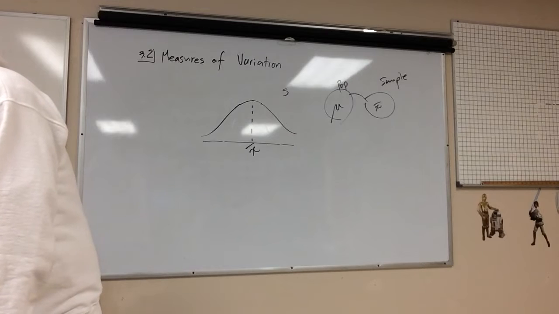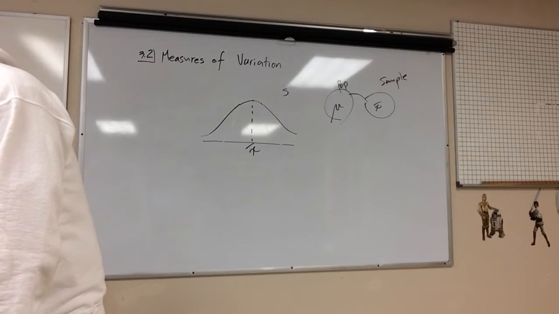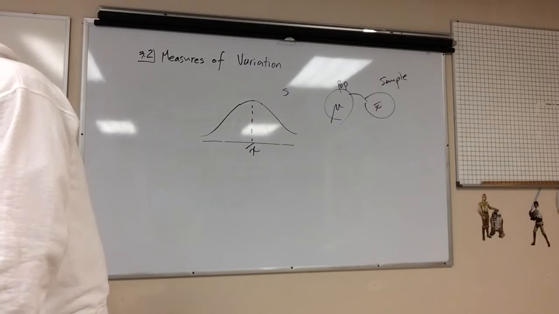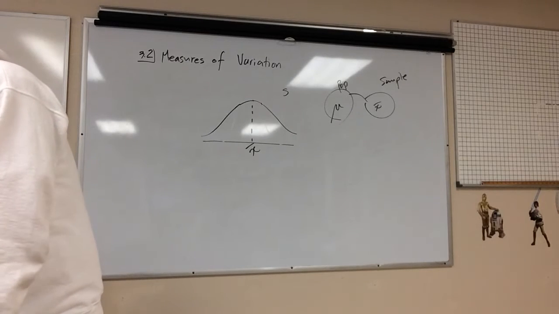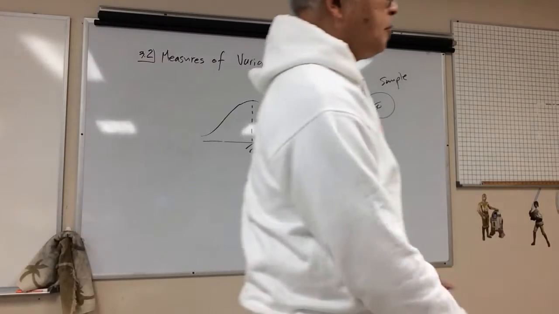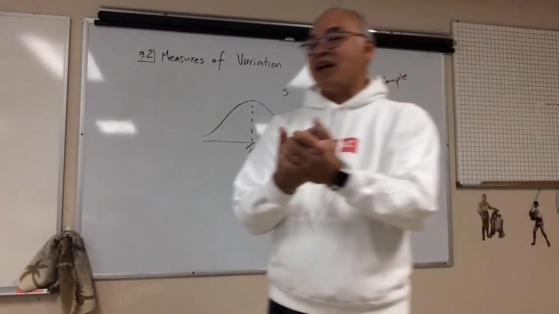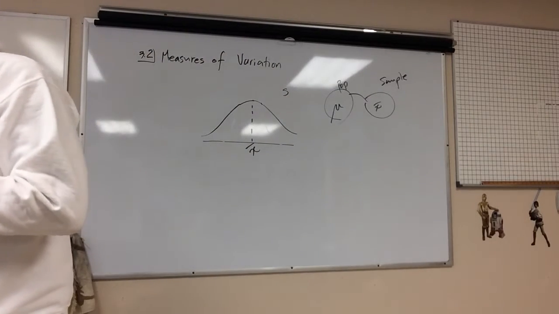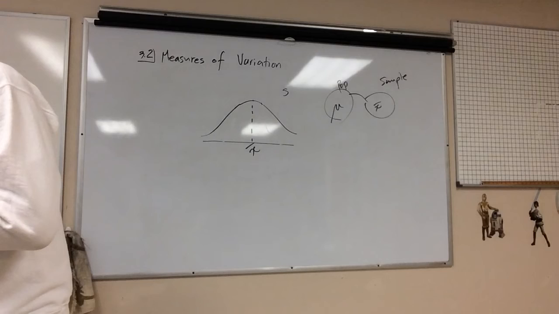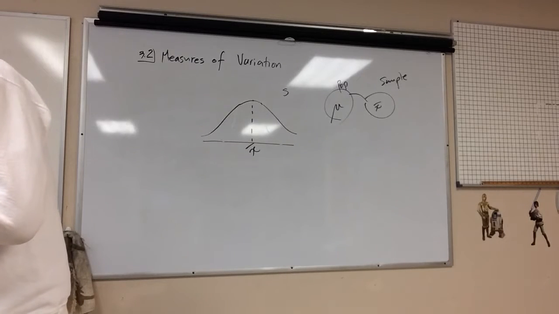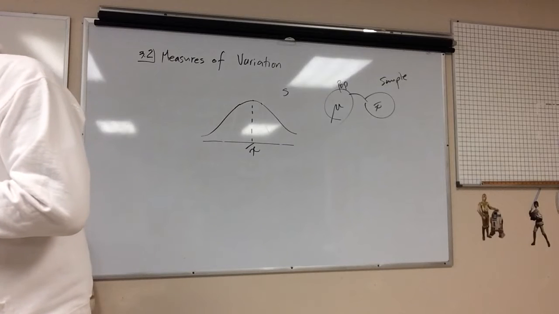Larger values of S indicate greater amounts of variation. Standard deviation S can increase dramatically with one or more outliers. What does that mean? Not resistant. Yes, very good. We're getting used to this statistics talk here. So they are not resistant. Units are the same units as the data values.